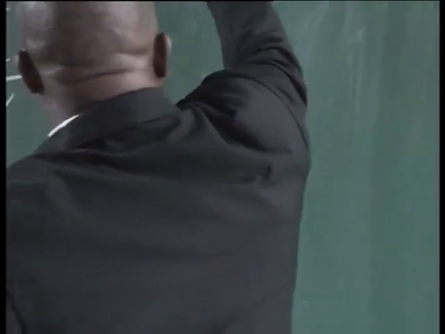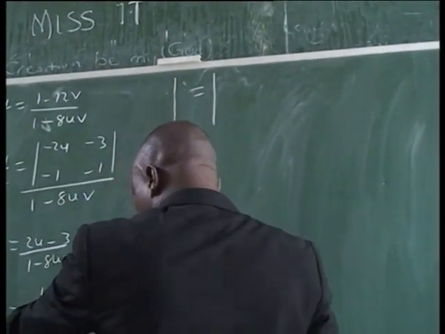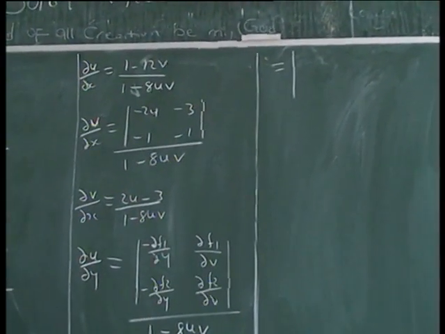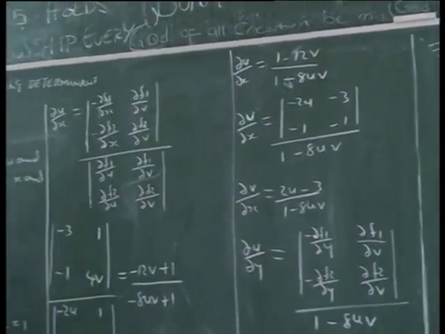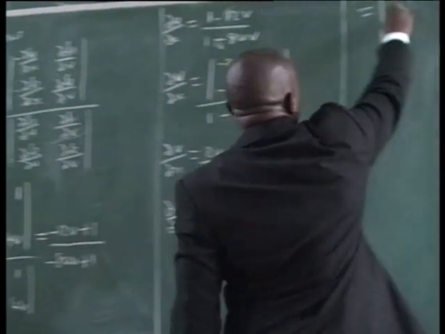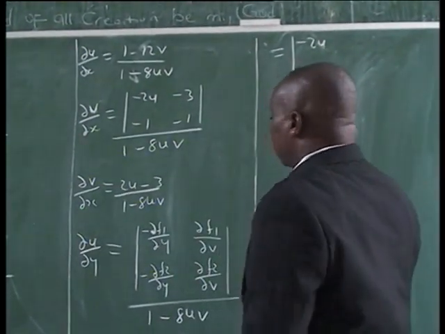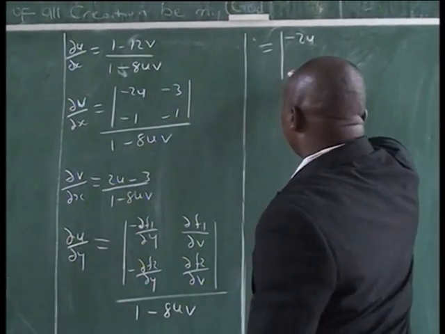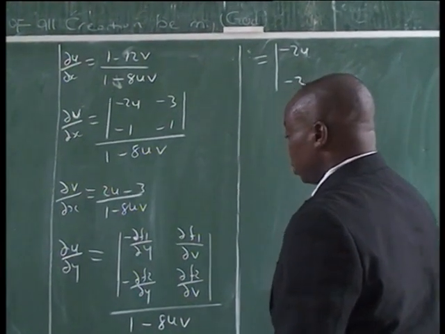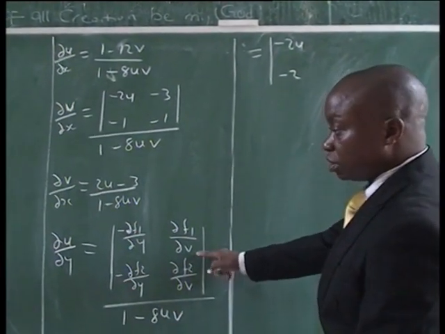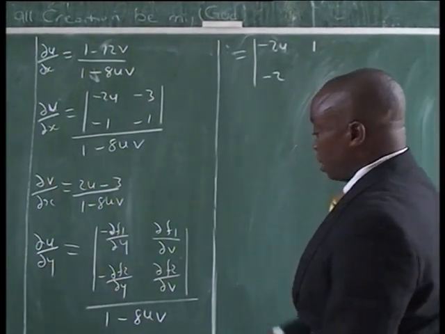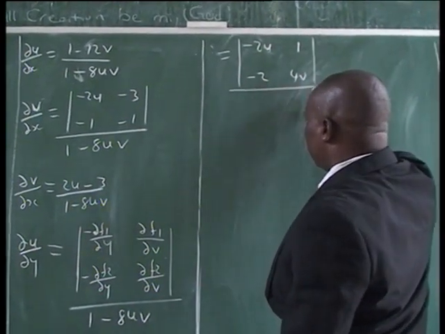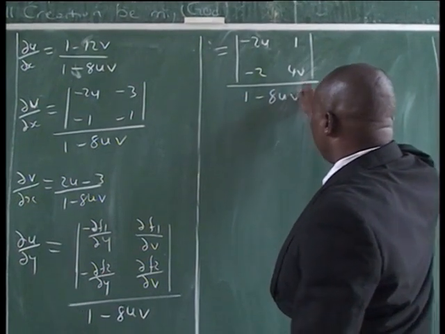Okay, so this will give us determinants. We have minus partial f1 partial y. You see, partial f1 partial y is minus 2u. So we have minus 2u. Now partial f2 partial y is minus 2. Partial f1 partial v is 1. Partial f2 partial v is 4v, divided by 1 minus 8uv.